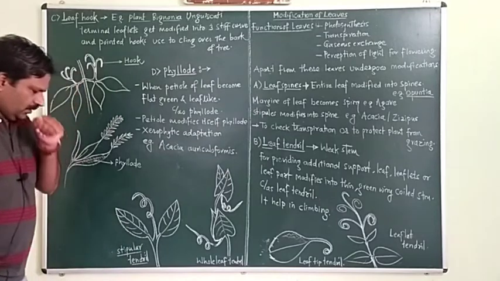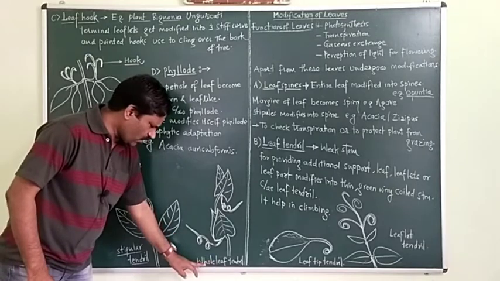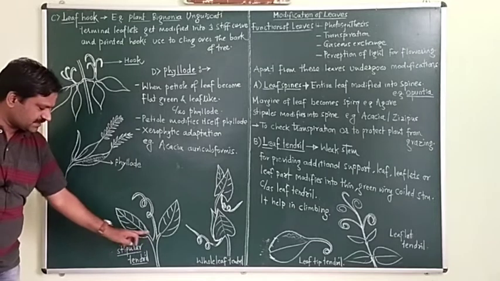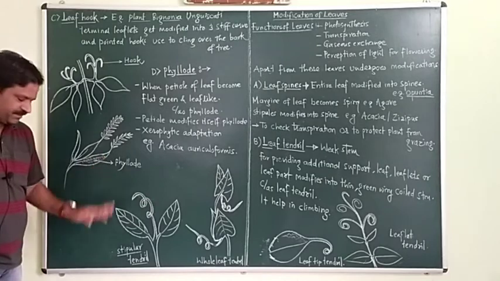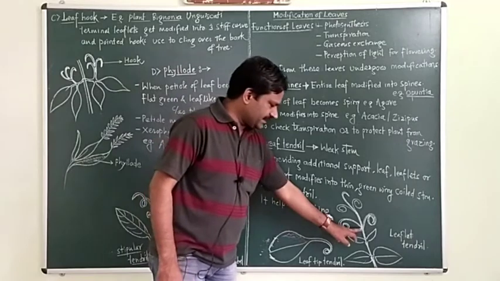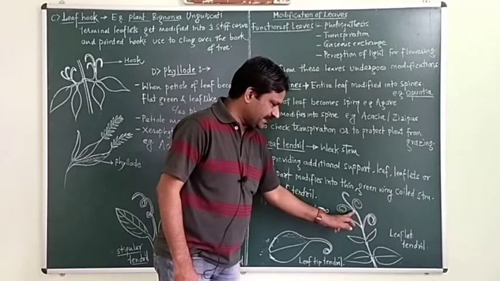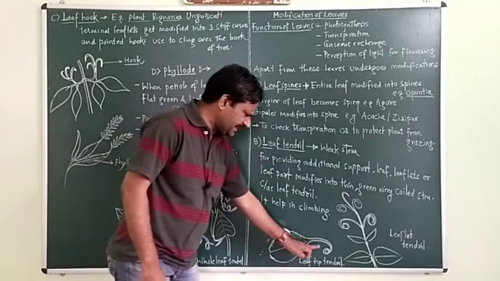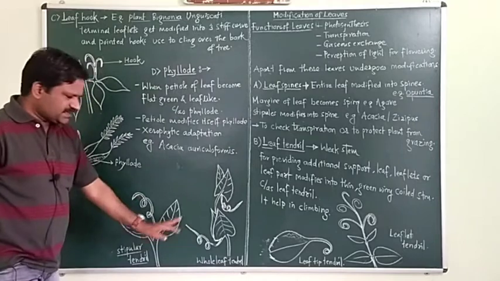Third one is the whole leaf tendril, where the whole leaf is converted into a tendril. And the last one is the stipular tendril, where the stipule is converted into a tendril. Here the leaflet is converted into a tendril, that is the leaflet tendril. Here the tip of the leaf is converted into a tendril, that's why it is the leaf tip tendril. Third one is the whole leaf tendril.